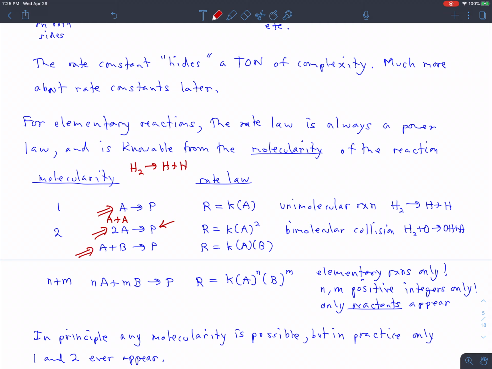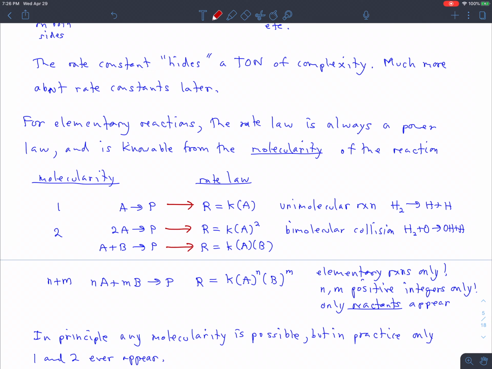But you could also have a collision between two different kinds of molecules, between an A and a B, and so that's also second order overall. And that's also got molecularity 2. So it's also a second order overall elementary rate law, or elementary reaction. There's a rate law associated with each of these.